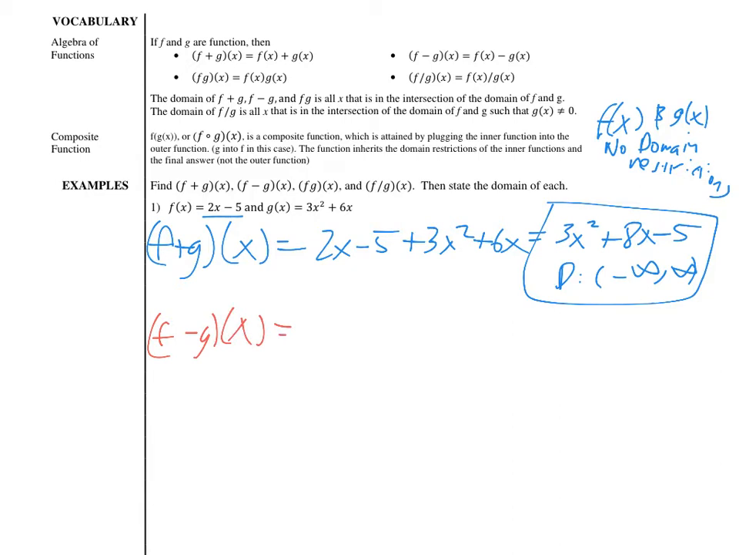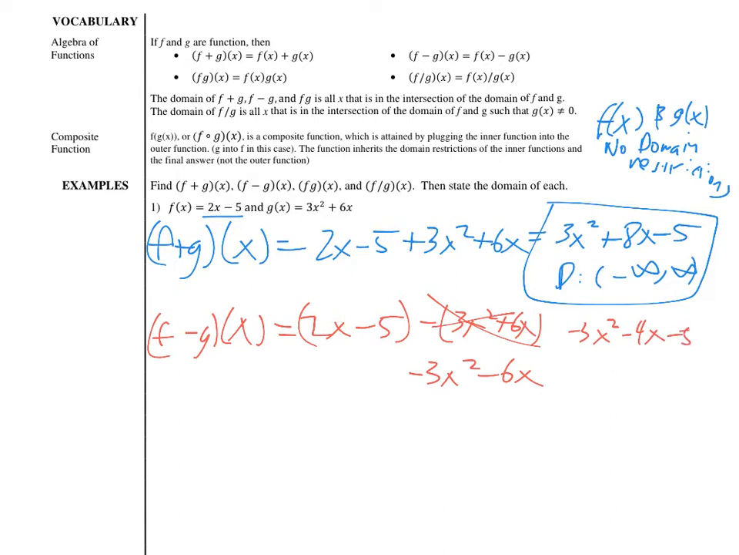So for this one, we have 2x minus 5 minus 3x squared plus 6x. So this one is going to require us to distribute the negative on this second piece. And then I would combine like terms, so that's going to give me negative 3x squared minus 4x minus 5 with a domain of negative infinity to infinity. Once again, there are no radicals, no denominators, so I don't need to worry about the domain.